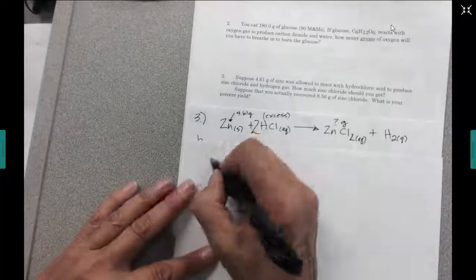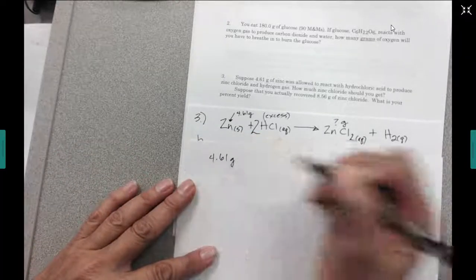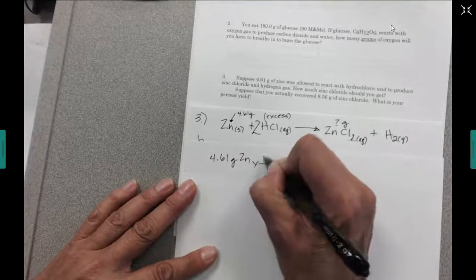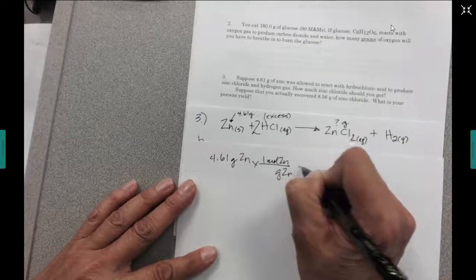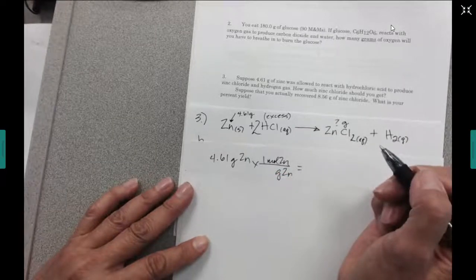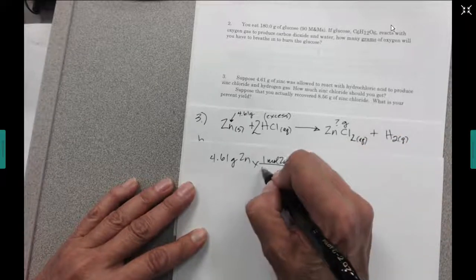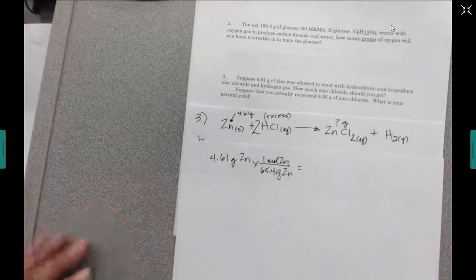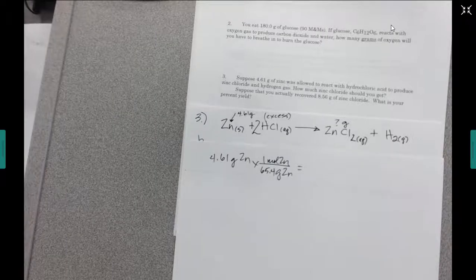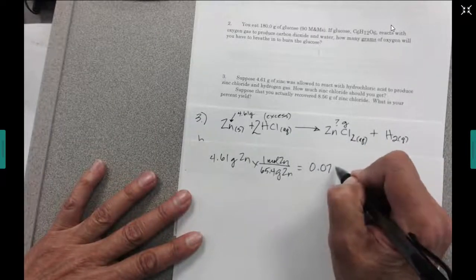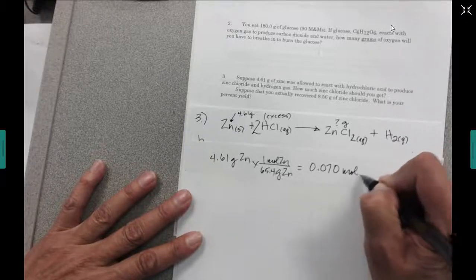Convert it to moles. So I got 4.61 grams of zinc, and I'm going to go from grams of zinc to moles of zinc. Zinc on the periodic table, where's zinc? Looks like 65.4. All right, what's 4.61 divided by 65.4? 0.070. All right, moles of zinc.